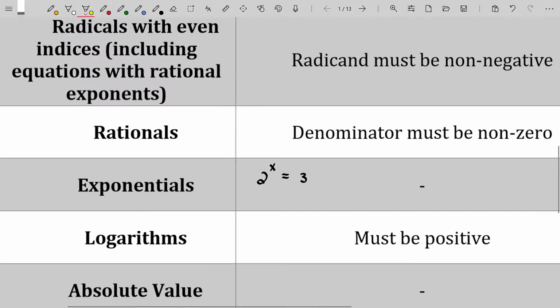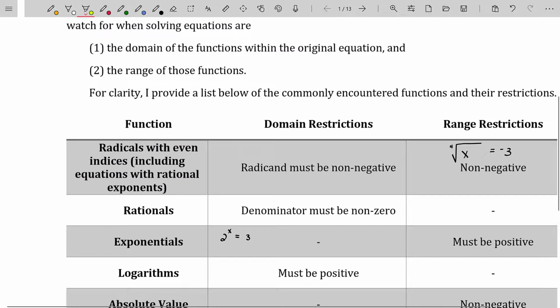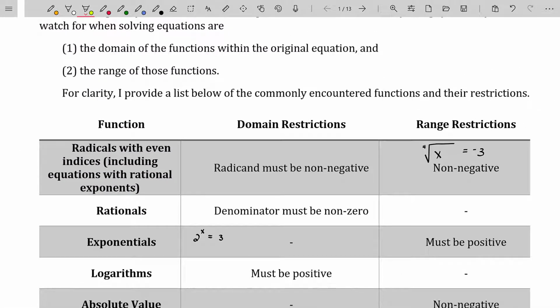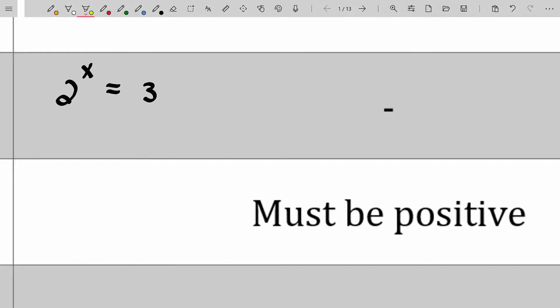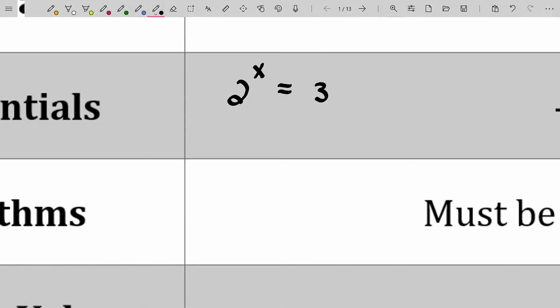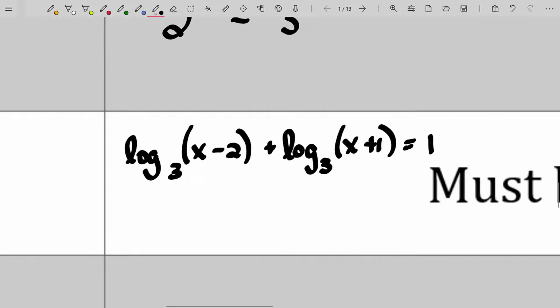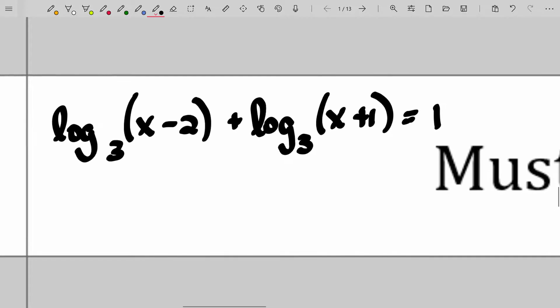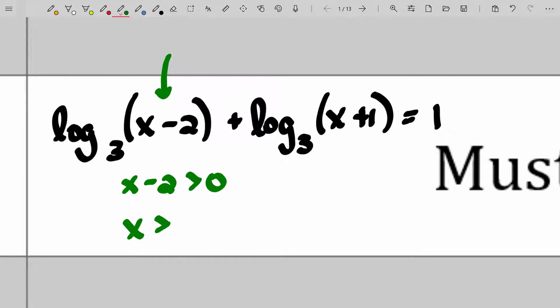And then logarithmic equations, involving logarithms. So the range of a logarithm is all real numbers, so you don't have to worry about that. But the domain of a logarithm only includes positive numbers. So if you're working with an equation that looks like, I don't know, something like this, then I know that in the end, whatever answer I get, it has to be the case that x minus 2, the argument for this logarithm, has to be positive. That is, x must be greater than 2.